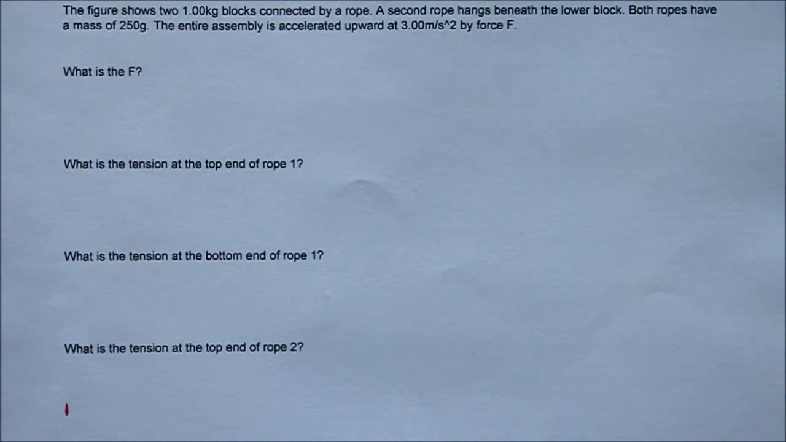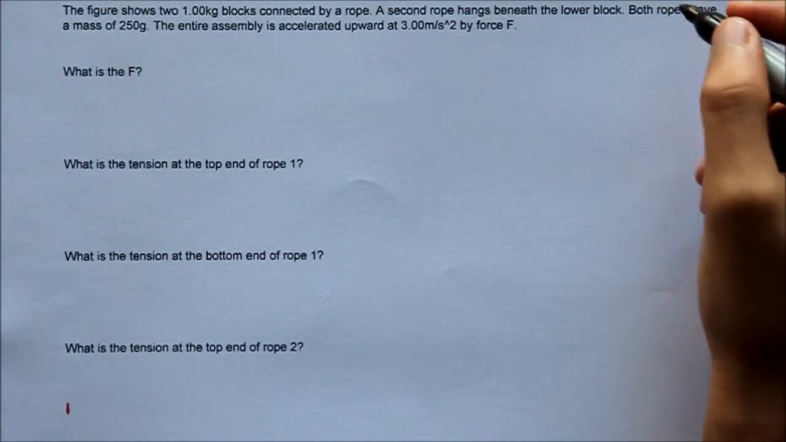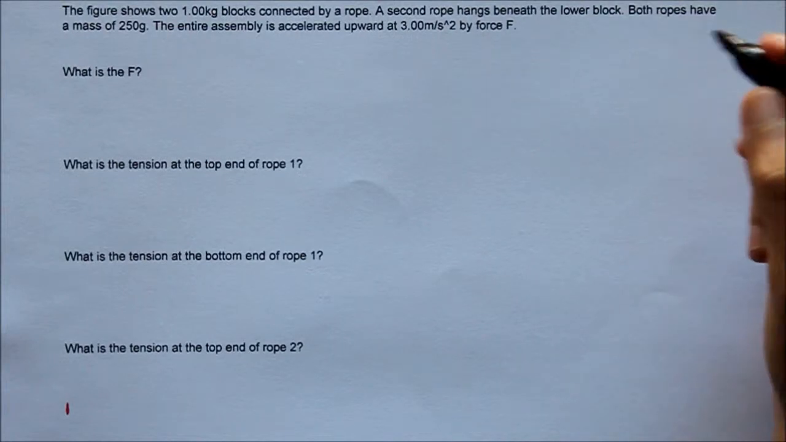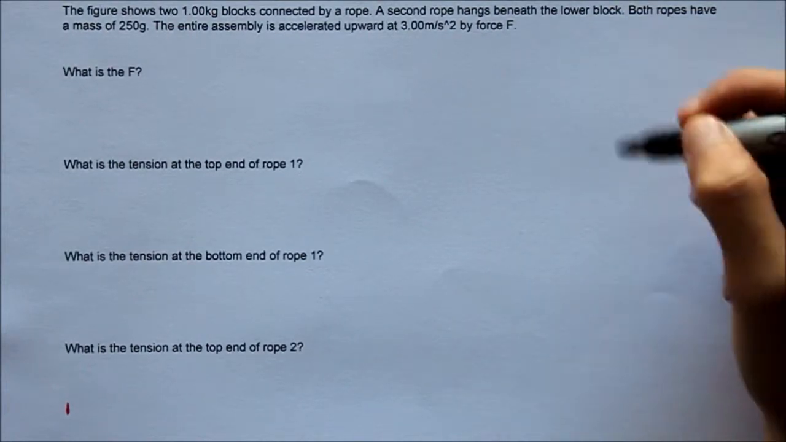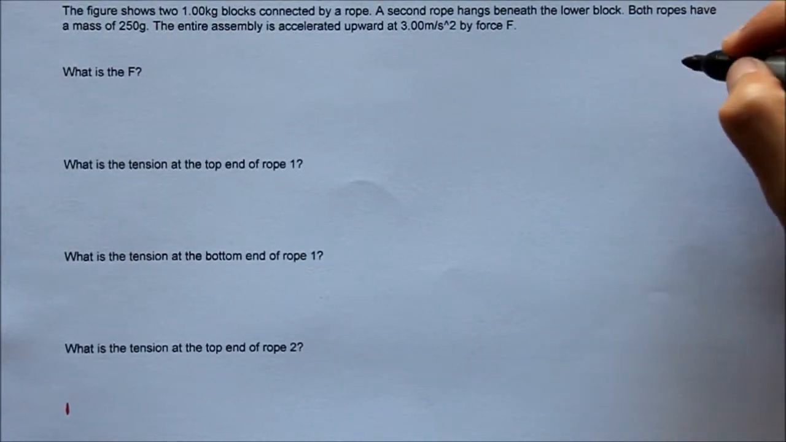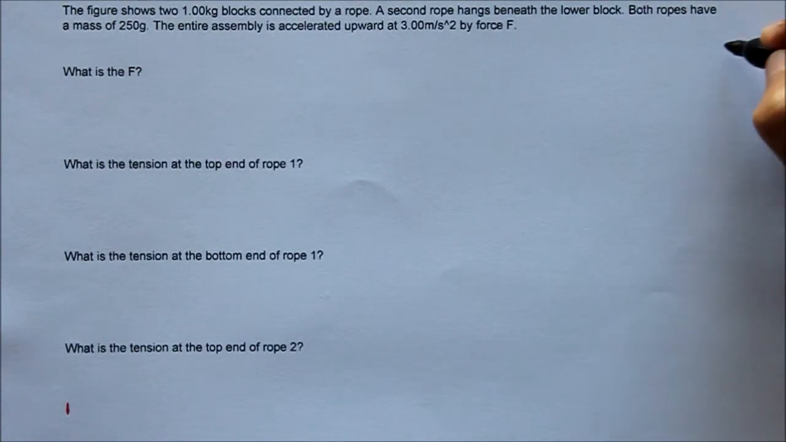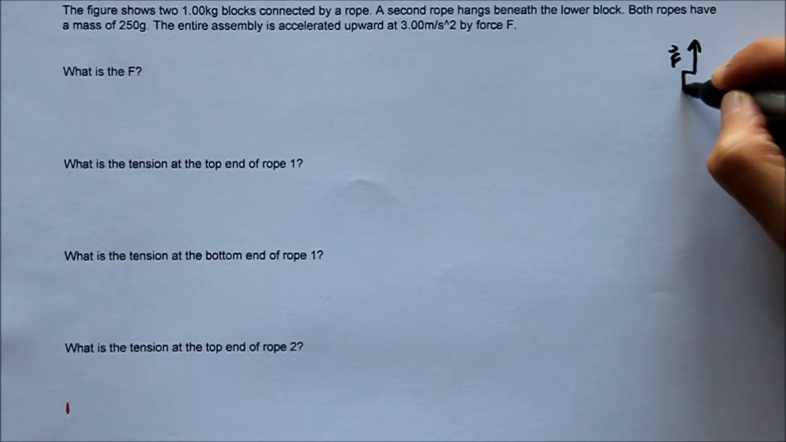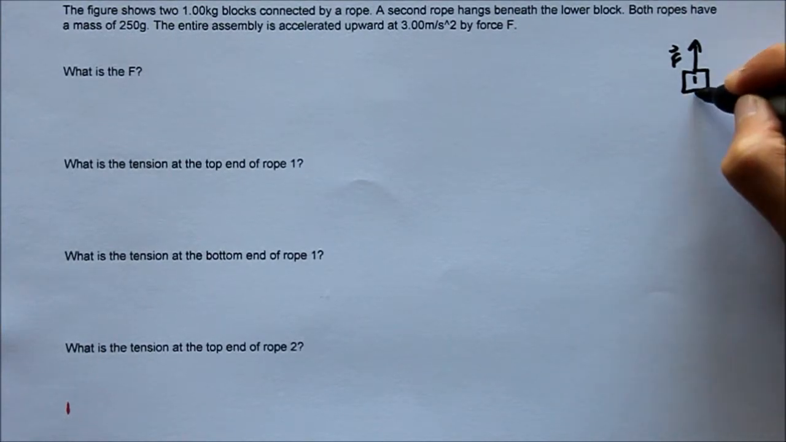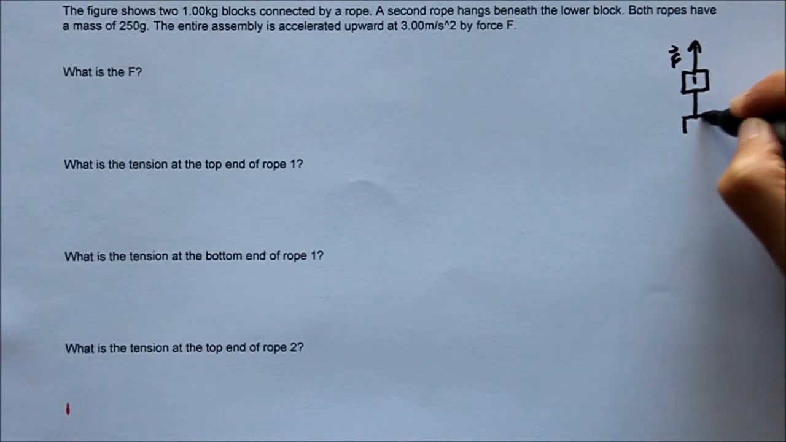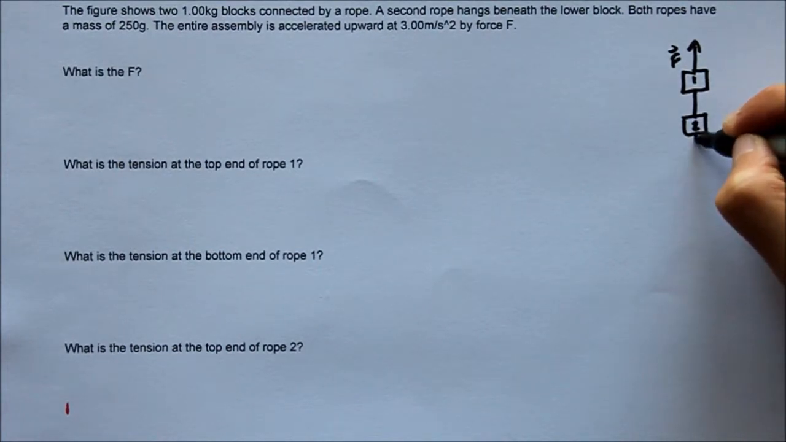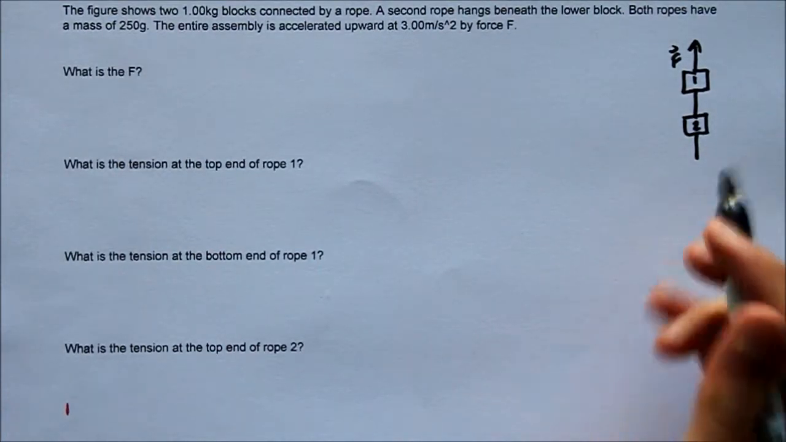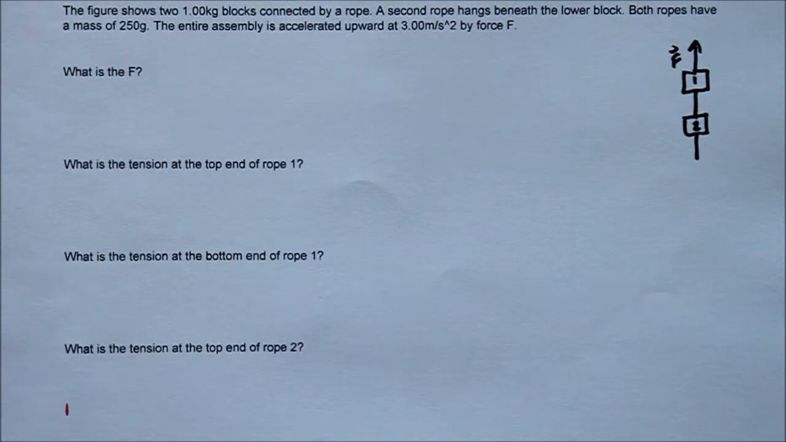There actually is a figure to this problem, but I'm just going to sketch a quick representation because I didn't have room to draw it. But essentially there's this force F. There's going to be one block, so block 1, string 1, block 2, and then string 2. And what it says is these are not massless strings. They have mass, so we have to take that into account as well.